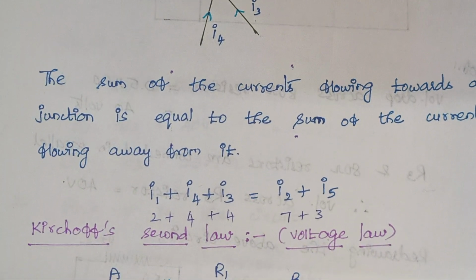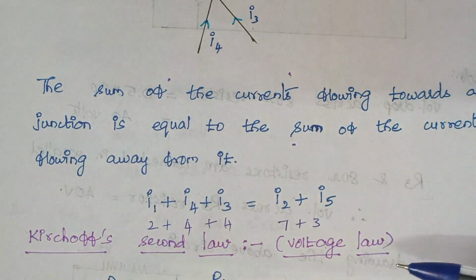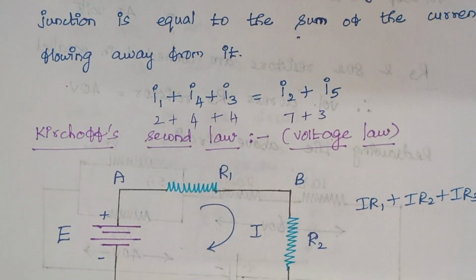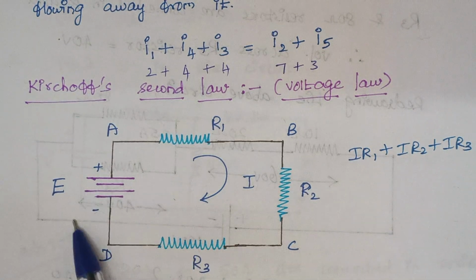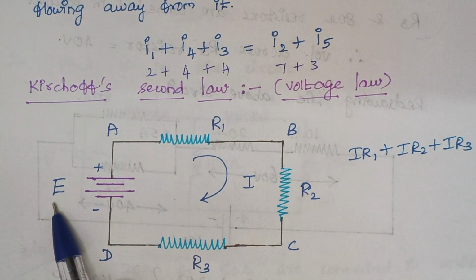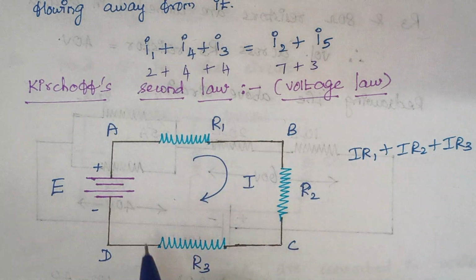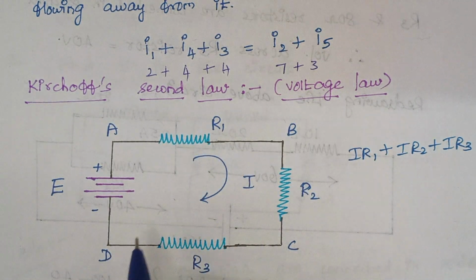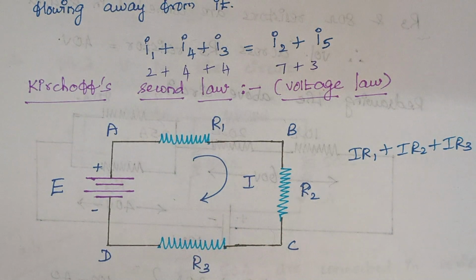Now we proceed with Kirchoff's second law. It is known as the voltage law. Here we will be discussing circuits, that is, a closed path. We have a voltage source denoted as E and three resistors R1, R2, R3 connected in series, and I is the current that flows through the circuit.